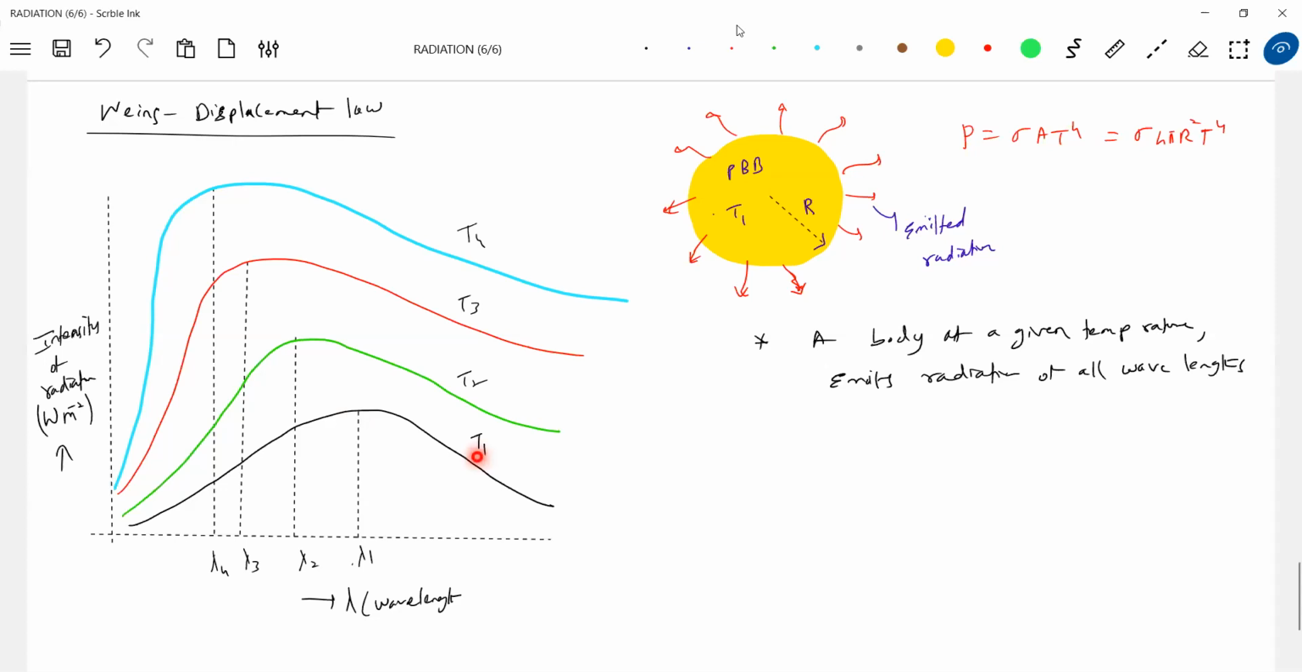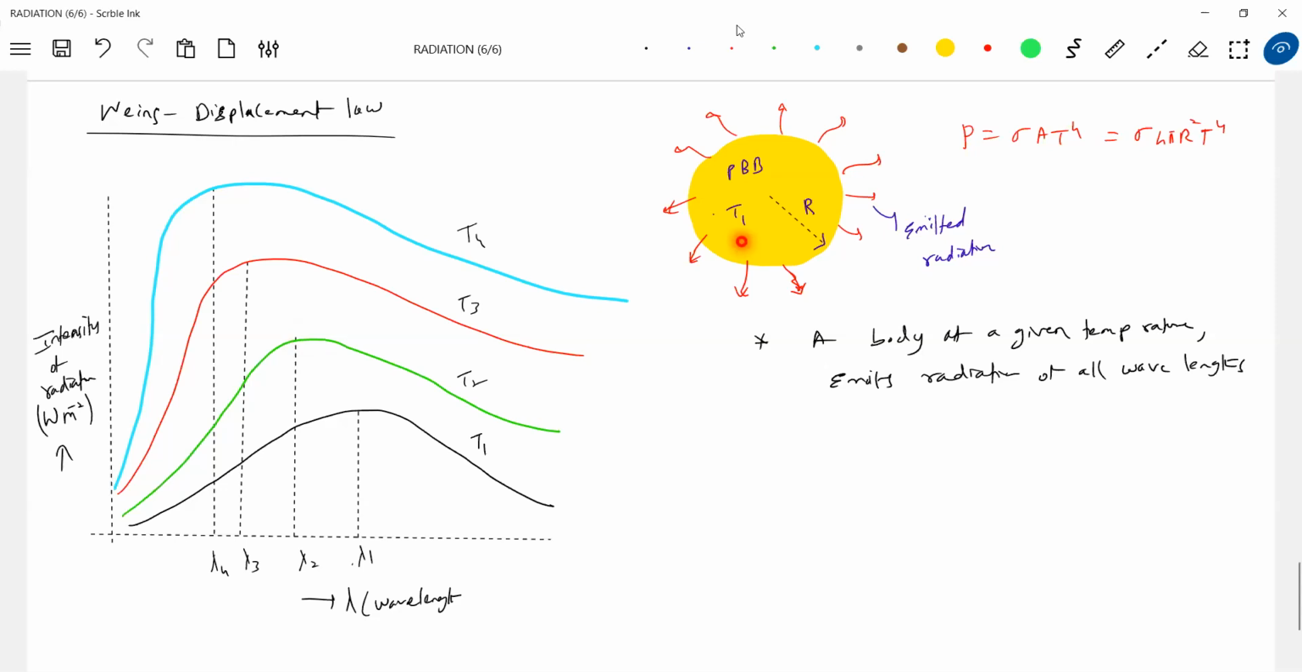Now let me increase the temperature of the body. Then at temperature T2, the body again will give out radiation of all wavelengths, 0 to infinity, better to say. At one specific wavelength the intensity will be maximum. Don't say that there's no intensity at other wavelengths; at this wavelength also there will be intensity. But at one specific wavelength the intensity is maximum.